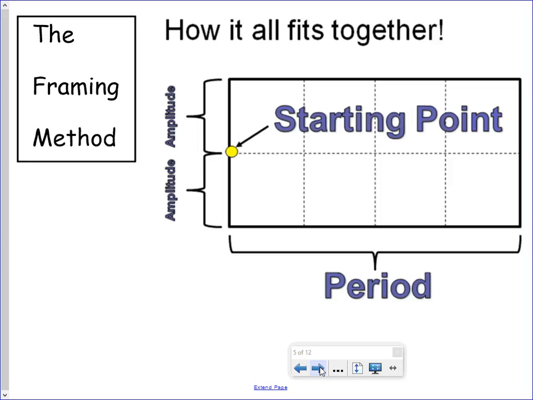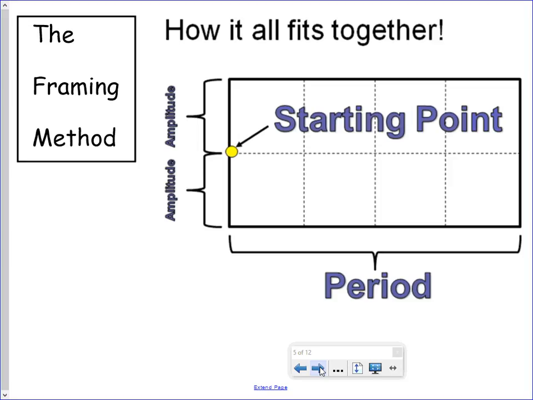So you see that rectangle on the screen right now? You have already practiced yesterday in your notebook getting some important information that we're going to need to construct the rectangle. Okay, one of those things is the starting point.